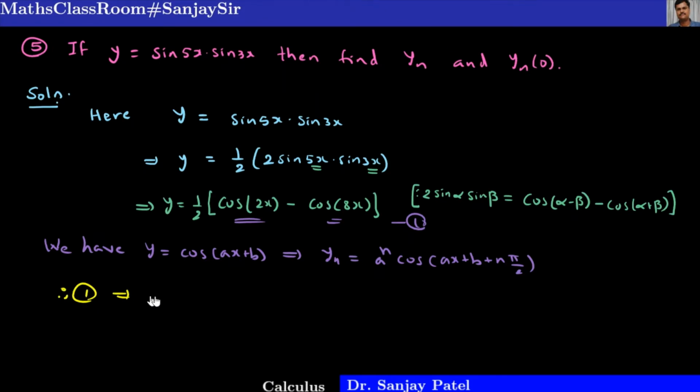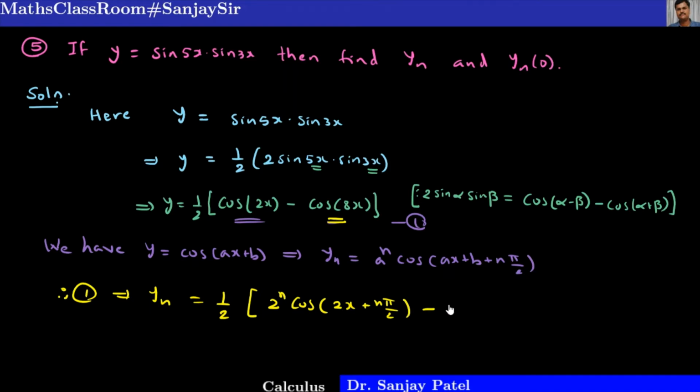yn is equal to this 1 by 2 as it is, and the nth derivative of cos 2x, where a is equal to 2 and b is equal to 0. So it is 2 raised to n into cos(2x plus n into pi by 2), minus, for the second term, that is cos 8x, we have a equal to 8 and b equal to 0.